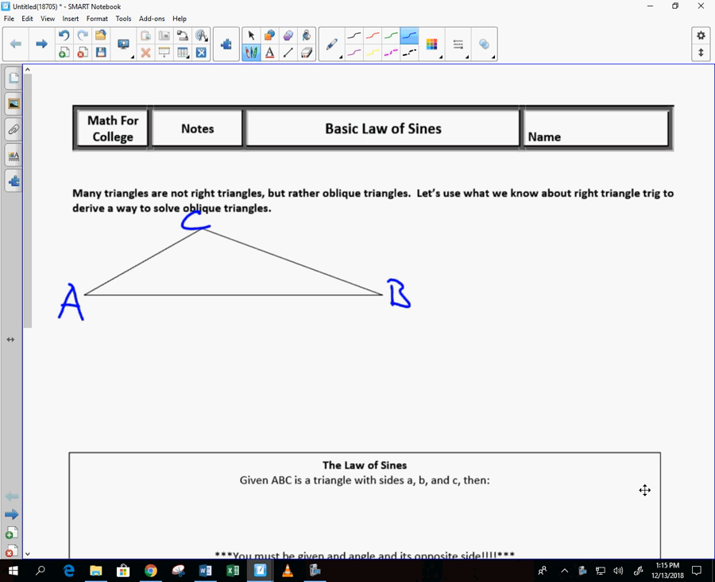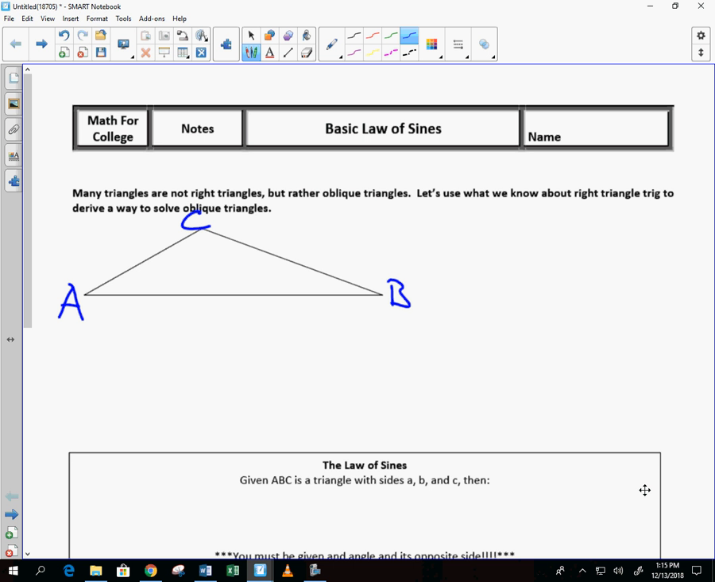I'm going to take a triangle that's not a right triangle. This is not a right triangle. Does everybody agree this does not have a right angle in it? So the challenge for us is we learned how to solve right triangles. We use SOHCAHTOA. But what if you don't have a right triangle? What the heck do you do then? And so we got to figure something out.